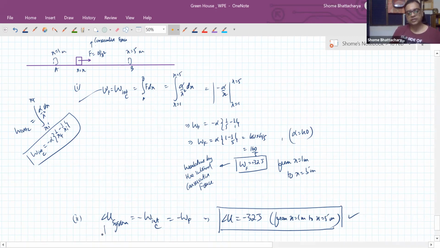Okay, so this is the definition where we're talking about potential energy for the system for which F equal to alpha by x square is the internal conservative force.